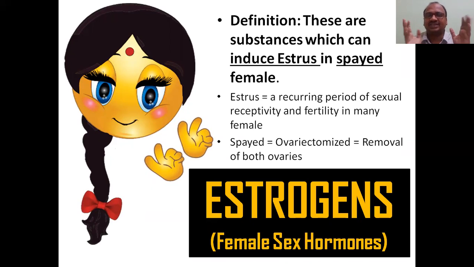What is the estrus? Here I have given the definition also: a recurring period of sexual receptivity and fertility. These two are called estrus. In many females, estrus will be there. That estrus will be by the estrogen only. In a spayed female, spayed means both ovaries are removed, ovaries only, not the uterus. So menstruation will be common. Only ovaries are removed. That is called ovariectomy or spayed. This is as per your K.D. Tripathi pharmacology book.